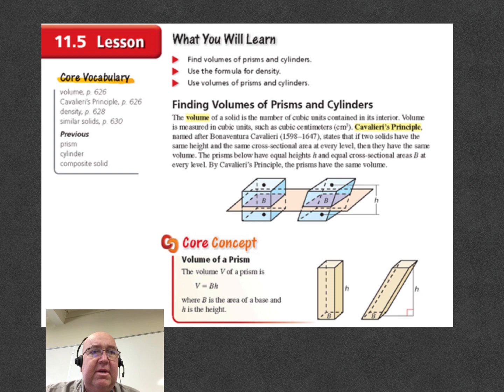And here we go. So here is the volume of a prism. The volume of the prism is going to be the area of the base. So if we have a triangle, it's going to be 1/2 base times height. If it's going to be a rectangle, it'll be length times width, and then multiplying that by the height, and we end up with a three-dimensional or a cubic volume.